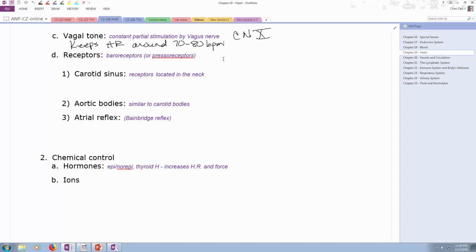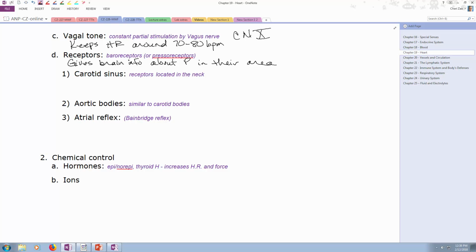We have some receptors that we need to talk about that will also impact our heart rate. They're called baroreceptors or pressoreceptors. So they sense pressure changes, and they give information to the brain about the pressures in various areas of the body. So we have carotid sinus, aortic bodies, and atrial reflex. So that's where our pressure receptors are.